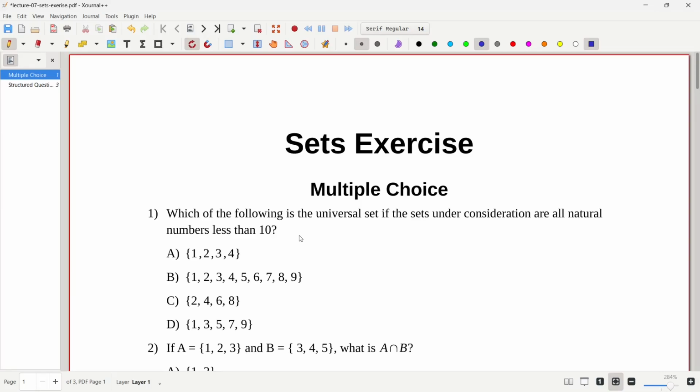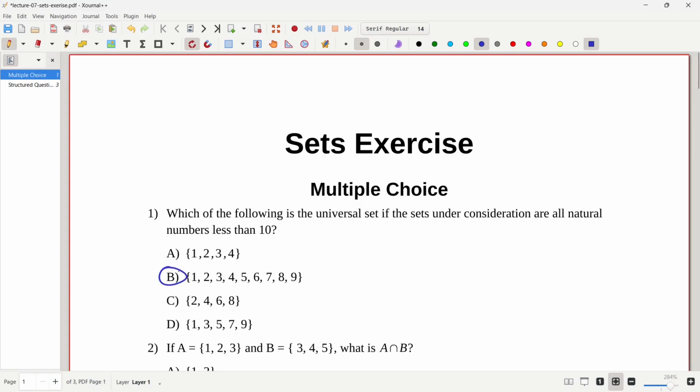Okay, this is the last thing we have to do for this section, which is some practice questions. And just remember, when we do topics such as algebra and geometry, we will use sets to solve problems related to those as well. All right, so let's start with the first one. Which of the following is the universal set if the sets under consideration are all natural numbers less than 10?